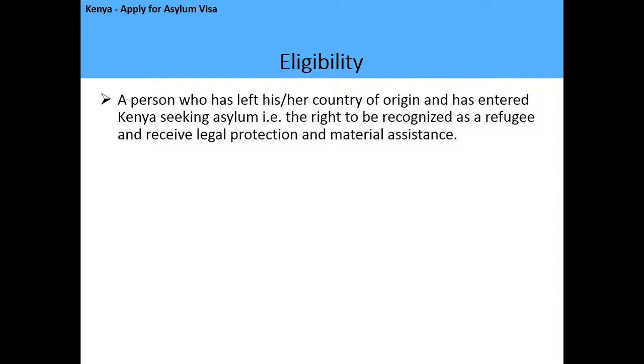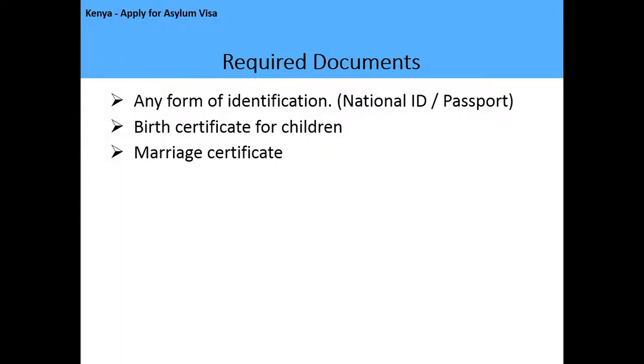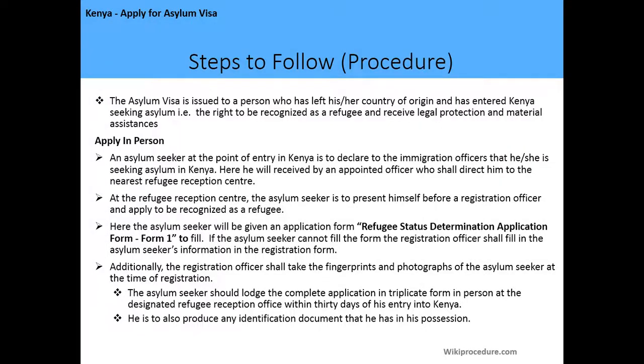The eligibility criteria is as follows. A person who has left his or her country of origin and has entered Kenya seeking asylum, that is the right to be recognized as a refugee and receive legal protection and material assistance, is eligible to apply for the asylum visa or asylum pass in Kenya. The required documents: you need any form of identification, that's your national identity card or passport. You need a birth certificate for children or marriage certificate for married couples.